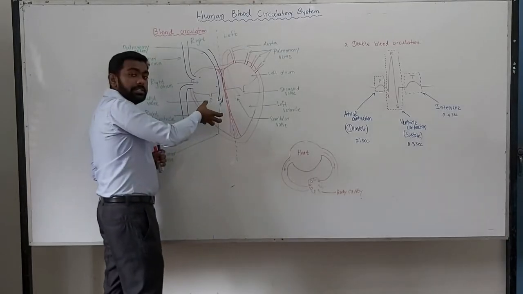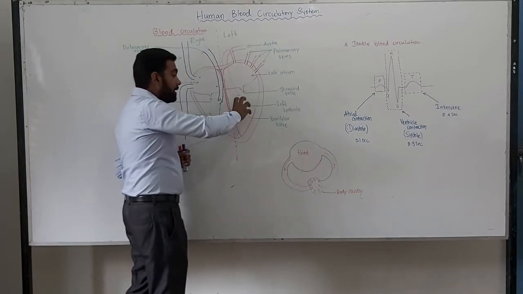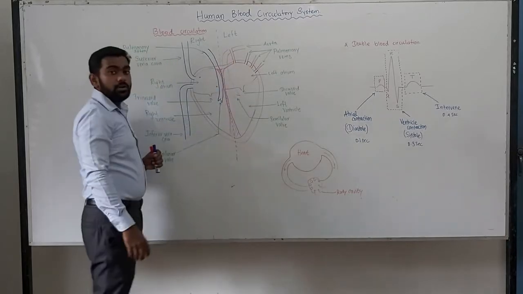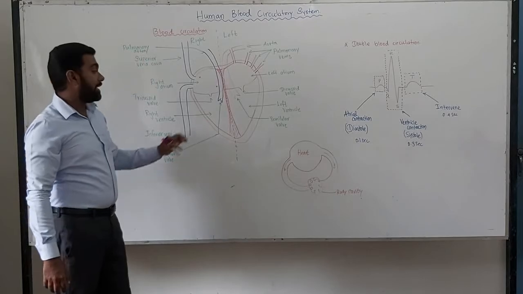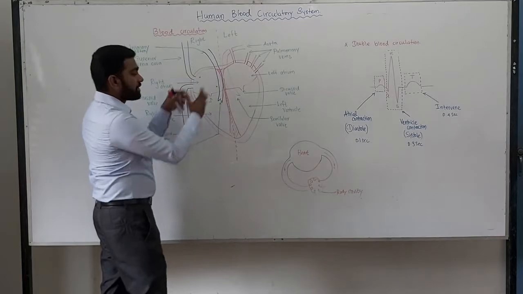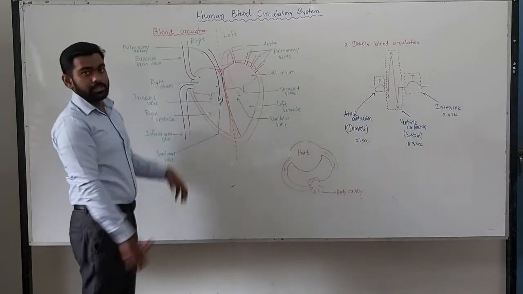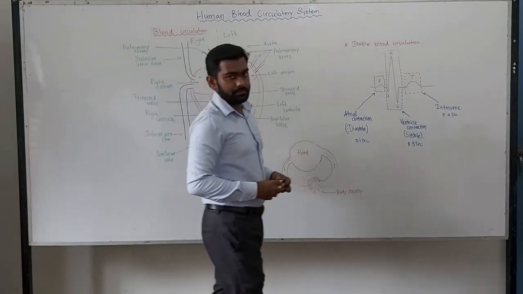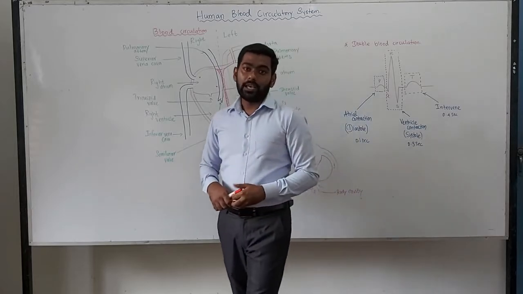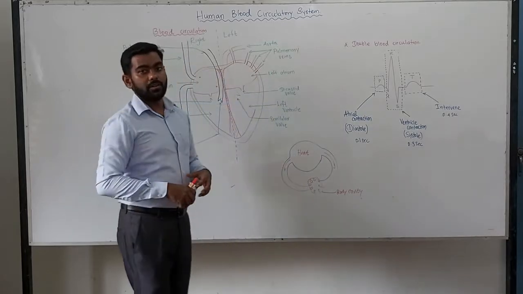The right side pumps the deoxygenated blood through the pulmonary arteries to the lungs, and at the same time the left side pumps the oxygenated blood through the aorta to all over the body. It takes 0.3 seconds. Right? After this contraction, both atria and ventricles return to their normal position. This is called relaxing position, taking rest, right? And it takes 0.4 seconds to relax.